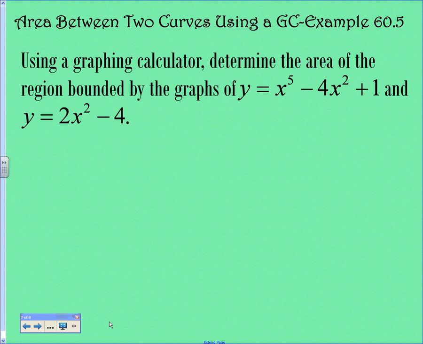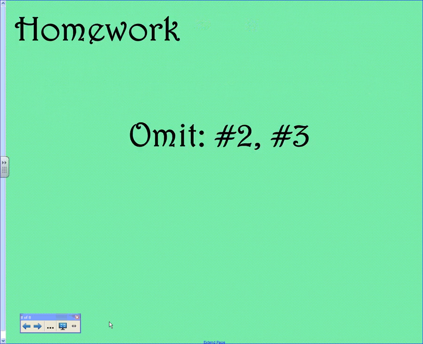Okay. There were 2 questions to omit on your homework. Number 2 and number 3. Those are again dealing with Maclaurin series. And we're skipping that lesson because it's a Calc 2 topic. So if you take Calc 2 in college, you'll go over them.